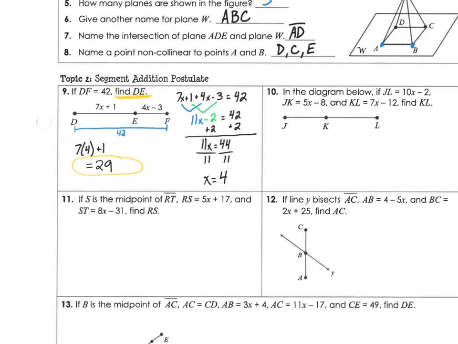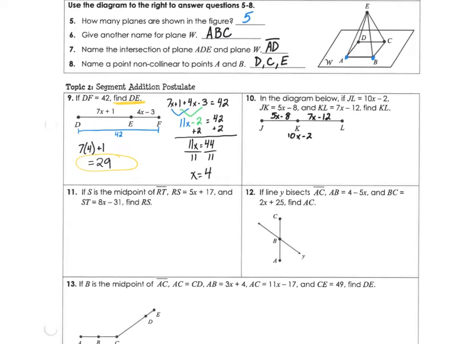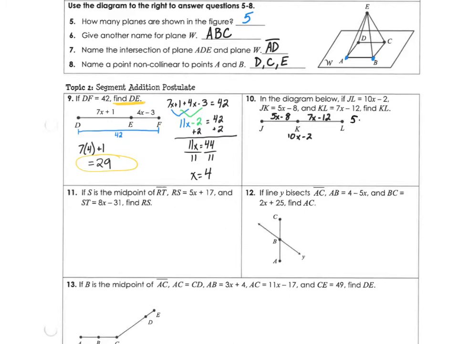Okay, I'll help you set up 10 so you can do that one on your own. So it says JK is 5x minus 8. KL is 7x minus 12. And the whole thing is 10x minus 2. So if we set that up, I'll set it up over here. You have the top added together, and it'll equal the bottom. Okay, so then you'll just combine your like terms, put your x's together, put your non-x numbers together, and you're going to solve it just like you solved number 9.